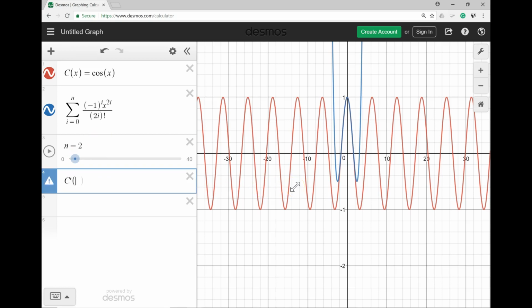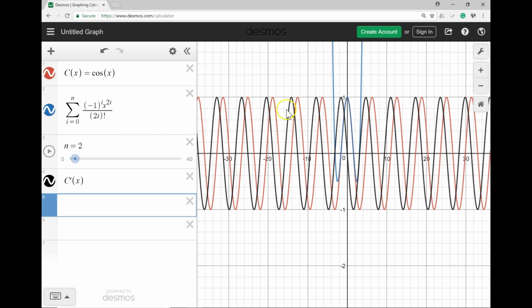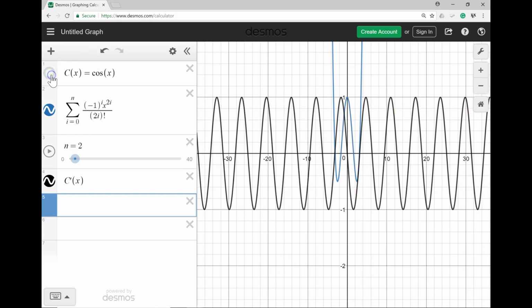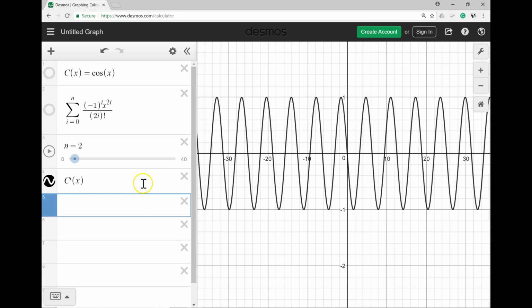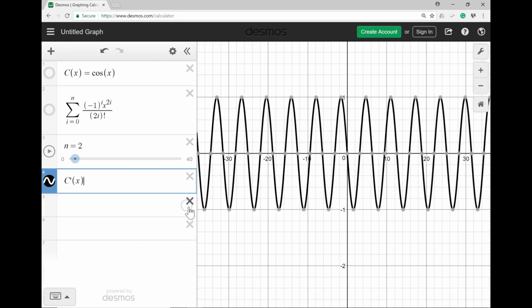Now let's take a look at the derivative, c prime of x. I'm going to hide c of x because we don't need to see that anymore, and we also don't need to see the power series for c of x. So here's the derivative, which we know is going to be the negative sine function. We just know that it's negative sine.